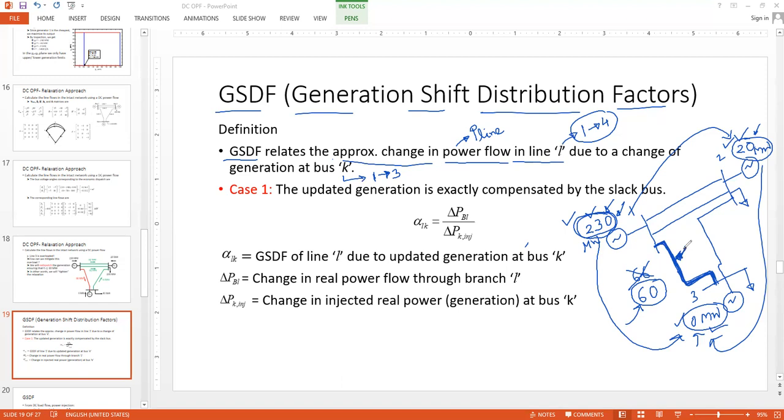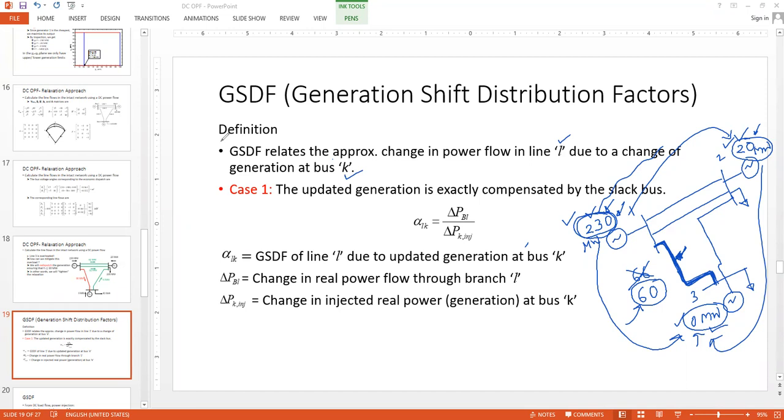For capturing this information, we will use a factor known as the generation shift distribution factor. It means: while I am trying to shift the generation from one generator to another one, how will the line flow distribution change, or how will it affect the line flow limits? Because we are trying to generalize this relationship between the bus injections and the line flows, we are using general indices: L for the line number, K for the bus number.